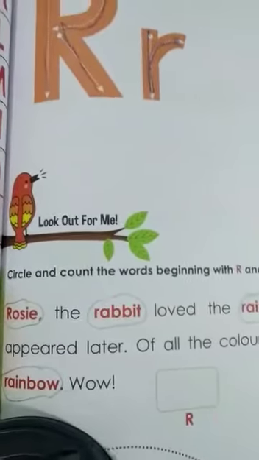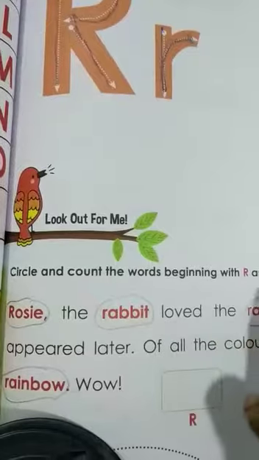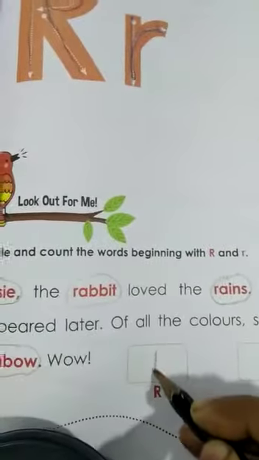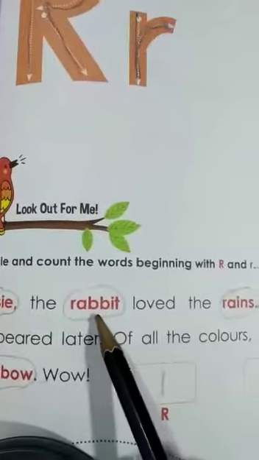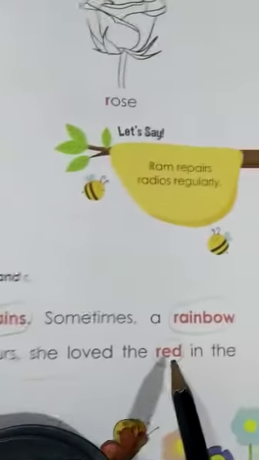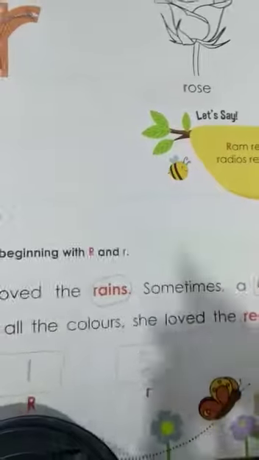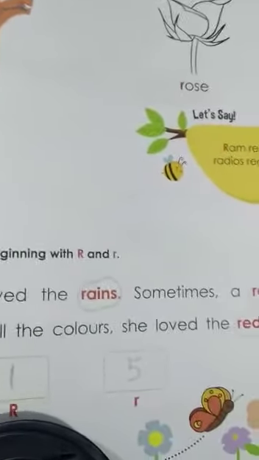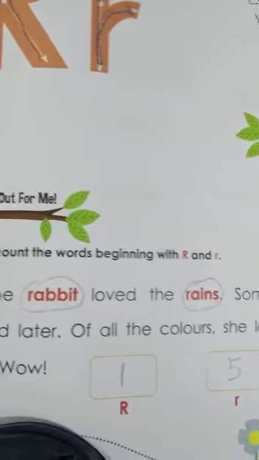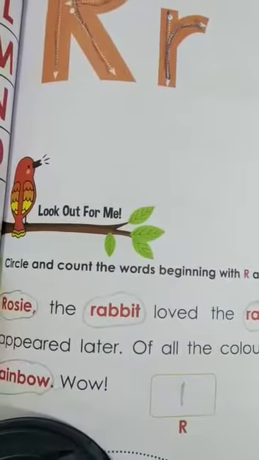Then you have to count the words beginning with capital R. Here there is Rosie. Any other word starting with capital R? No, there is just one word. Next, small letter R. 1, 2, 3, 4, 5. So there are 5 words starting with small letter R and 1 starting with capital R. So here you have circled and counted.